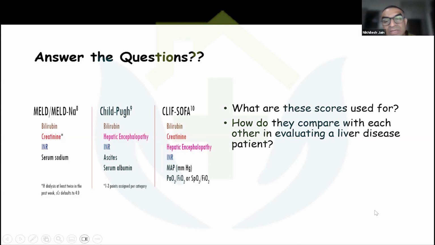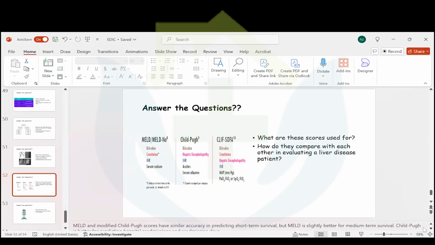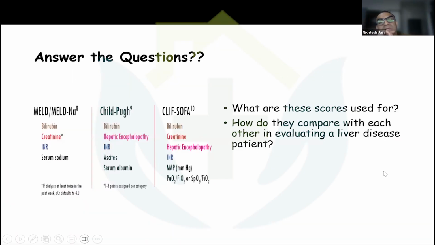I think Child-Pugh traditionally was used as an indication for TIPS and then used for liver transplantation, but now it is replaced by MELD. Previously, yes, but no longer. Now it is all about MELD and MELD NA, and for transplants, MELD NA is preferred.